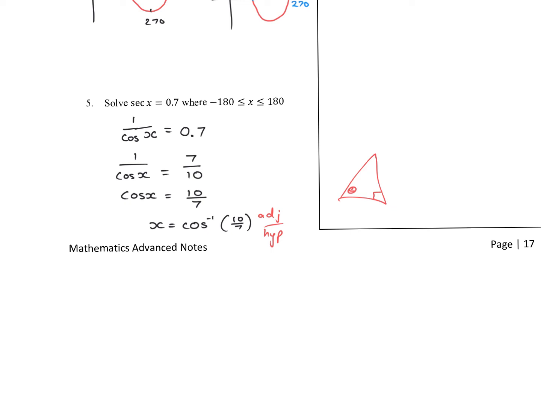So just say no solution. Once you get to the point where you've got cos^-1 of 10 over 7, you can then say no solution. Every time I get stuck in an exam, no solution. Just see what happens. You're right.